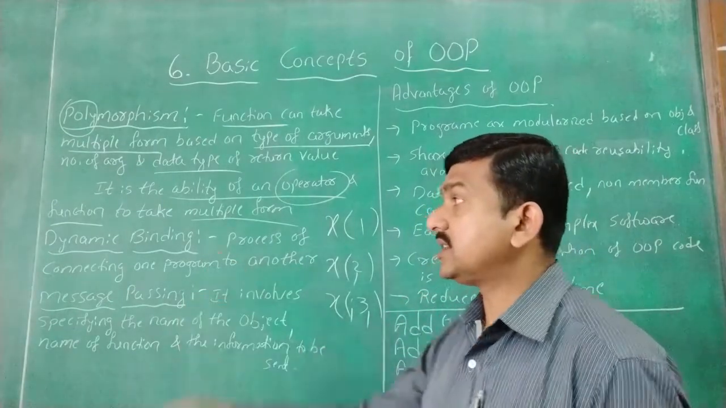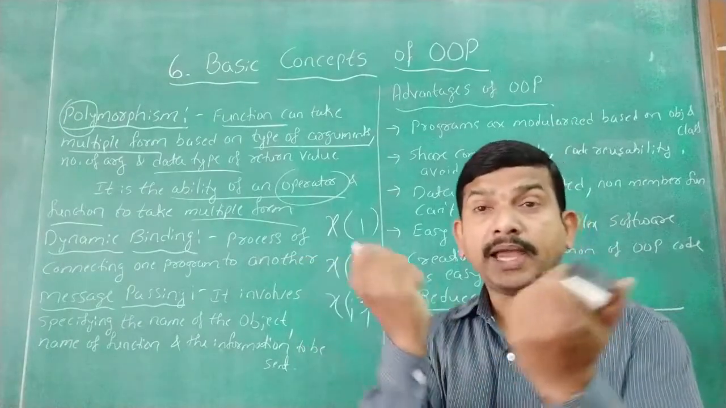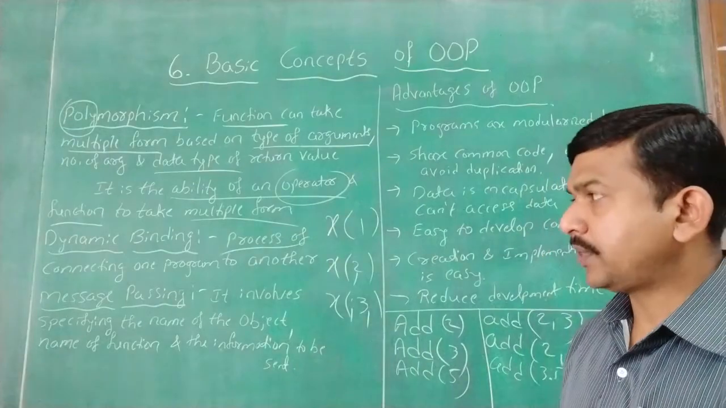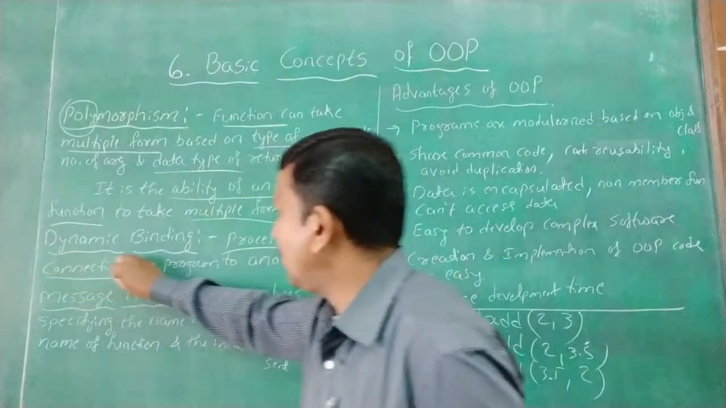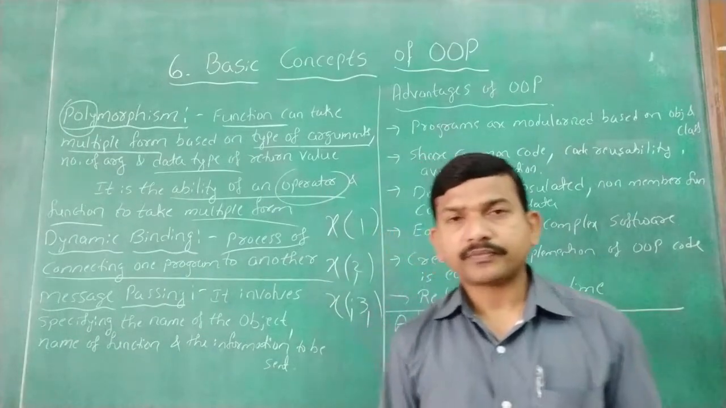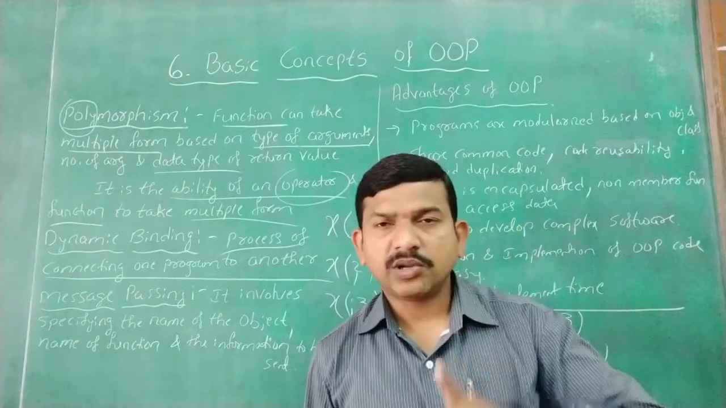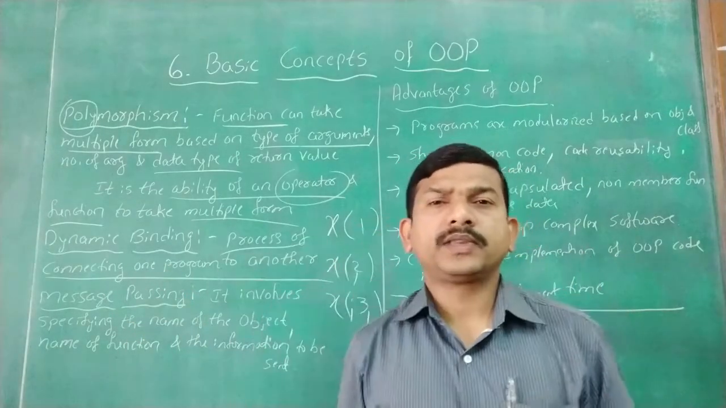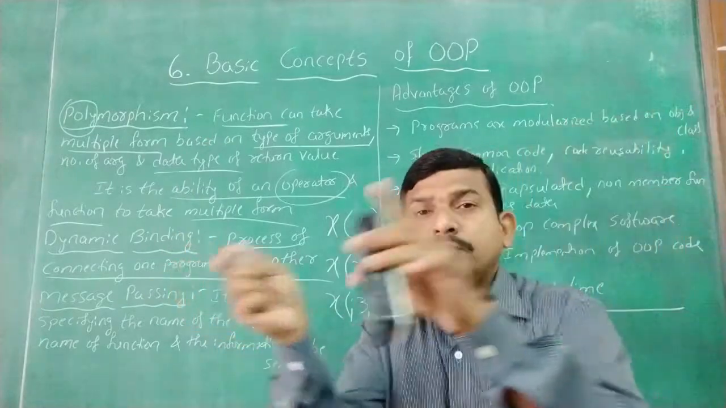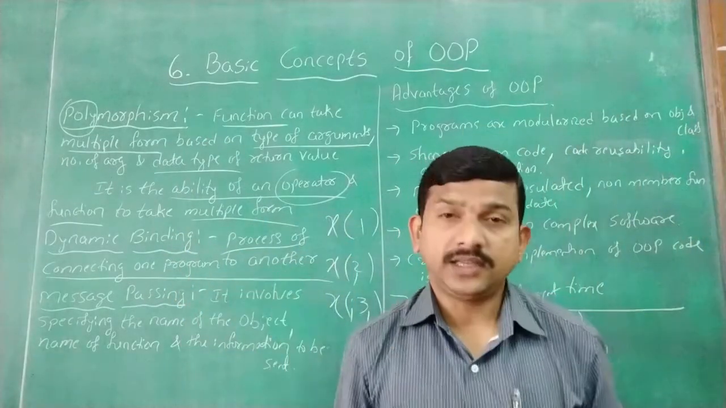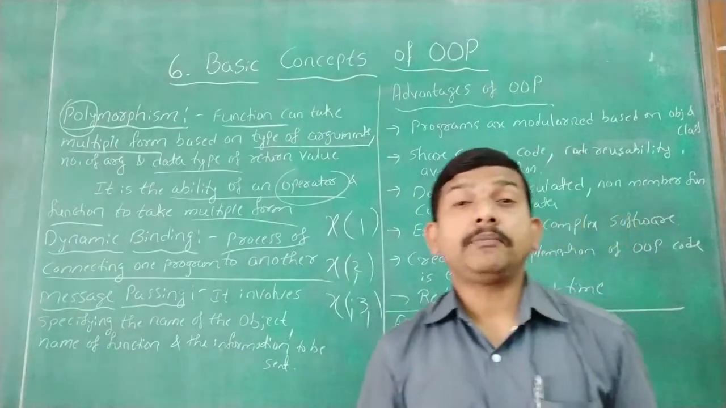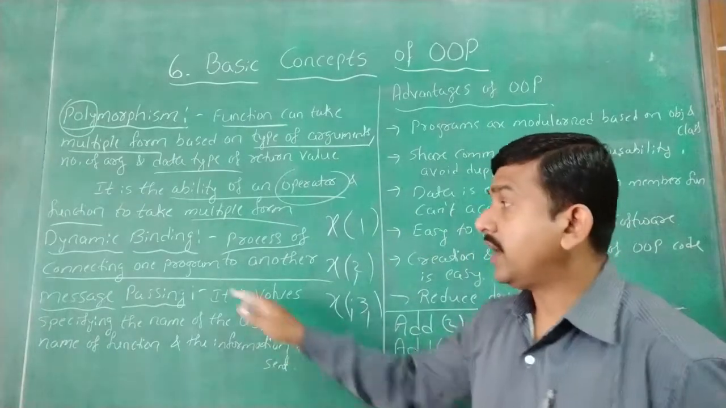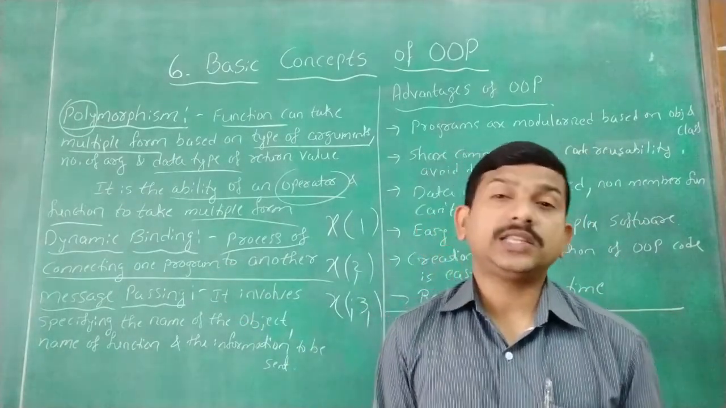So here what is this dynamic binding? They bind, so what they bind is a process. Dynamic binding is a process. What process? Connecting one program to another normally. For example, there is one program running. At the same time, they call some more programs. So that program and this program both are connecting internally. That is the process of dynamic binding. Is it clear? Dynamic binding is a process of connecting one program to another program normally.